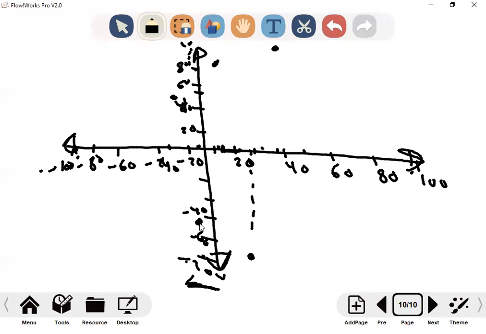1 and 22. The 1, where is the 1? So close to 0. Yes. The 22, jump 20, or probably 20 and a little bit. Yes. Done? Yes. Done.